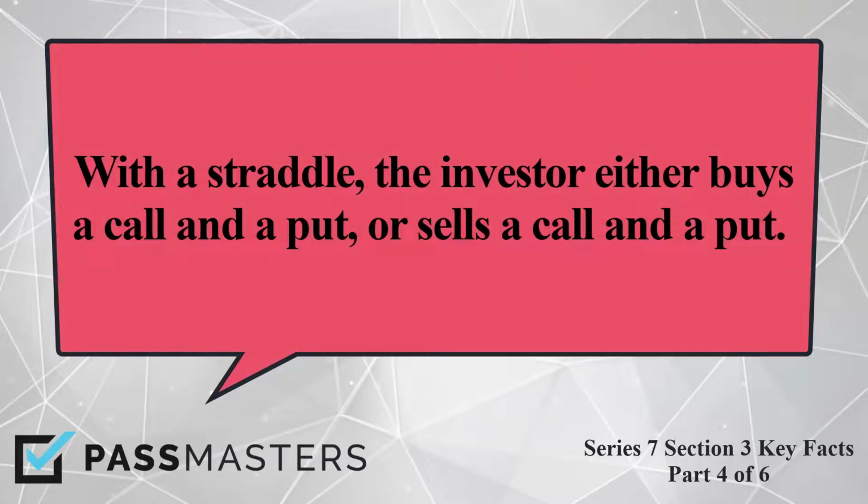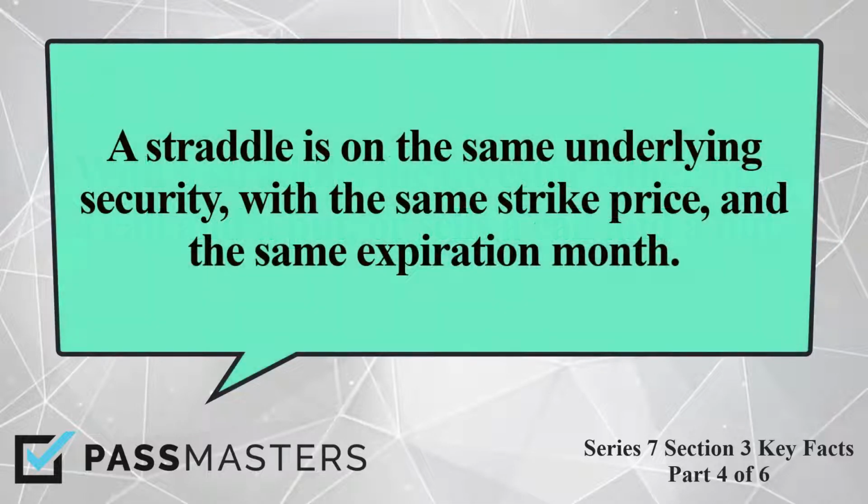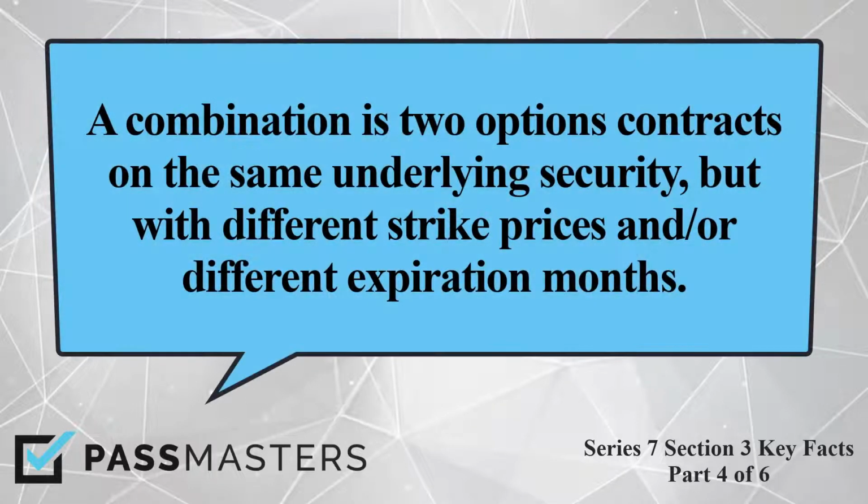With a straddle, the investor either buys a call and a put or sells a call and a put. A straddle is on the same underlying security with the same strike price and the same expiration month. A combination is two options contracts on the same underlying security but with different strike prices and or different expiration months.